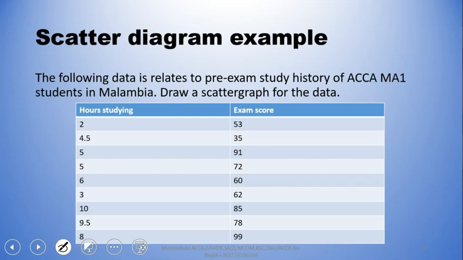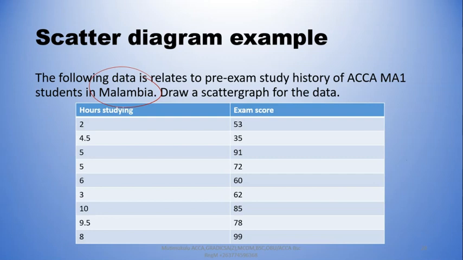Now let us try this last example to see if we can come up with a scatter plot. The following data relate to pre-exam study history of ACCA MA1 students in Malawi. Is this Zambia? I don't know. Okay, fine, in Malawi. Draw a scatter graph for the data. So we are given the data, ladies and gentlemen, and let us quickly try to draw this scatter plot.